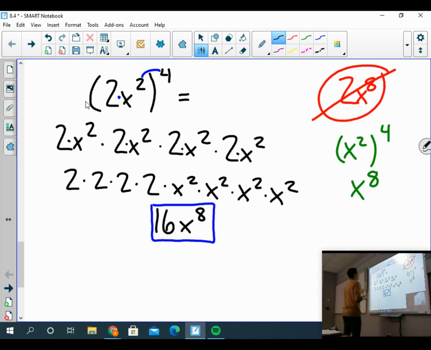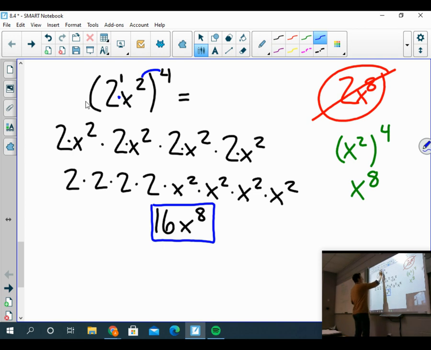The next common mistake people make is they go, okay, Mr. Carter, 4 times 2 is 8, so why isn't it 8x to the 8th? Well, again, when we do power to a power, we multiply the exponents, not the base times an exponent. So I don't see an exponent with the 2, but we know anything without an exponent can be written as an exponent to the first power.